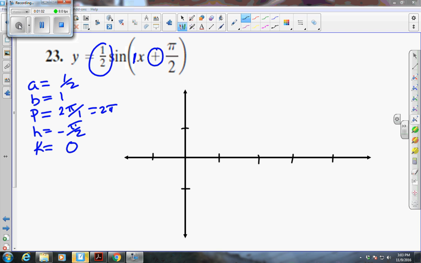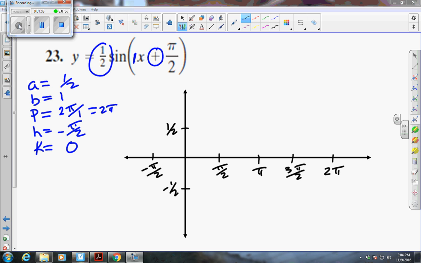The y axis I would simply just label with my amplitude. Okay, the x axis is labeled with the period. The period was 2 pi, so 2 pi, half of that is pi, half of that is pi over 2, 1 pi over 2, 2 pi over 2, 3 pi over 2 allows me to count that out. And if I need to, I can always put one back here at negative pi over 2.